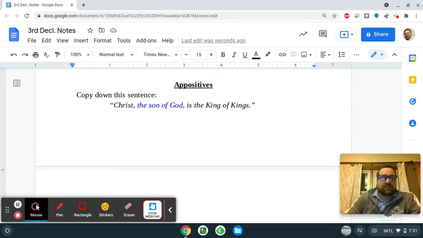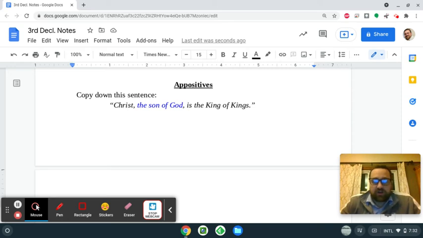Okay, so you'll notice that the sentence, the blue part, the Son of God, is separated from the rest of the sentence by commas. It's kind of commaed off. That's because the Son of God really is just serving as additional information, to describe Christ a little bit more. So we're going to say that the Son of God is in apposition to Christ.